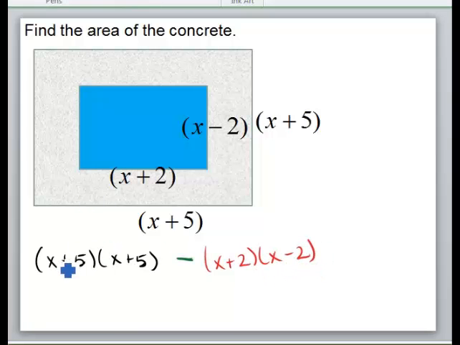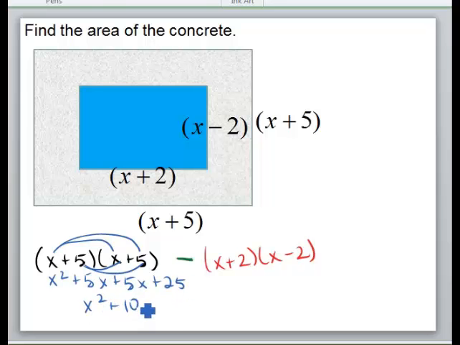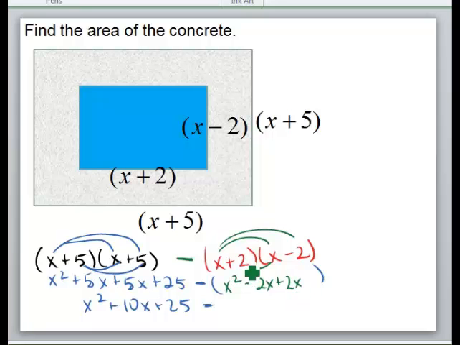So I can FOIL out or multiply these together, which gives me x squared, 5x, 5x, and then 25, for a total of x squared plus 10x plus 25. Now I'm subtracting off, okay, I have to put this in parentheses, what I get when I FOIL here. So I've got x squared, and then I have a negative 2x, I have a positive 2x, and a negative 4. And now I'll distribute my negative through, so I get a negative x squared. Negative times negative is a positive 2x.